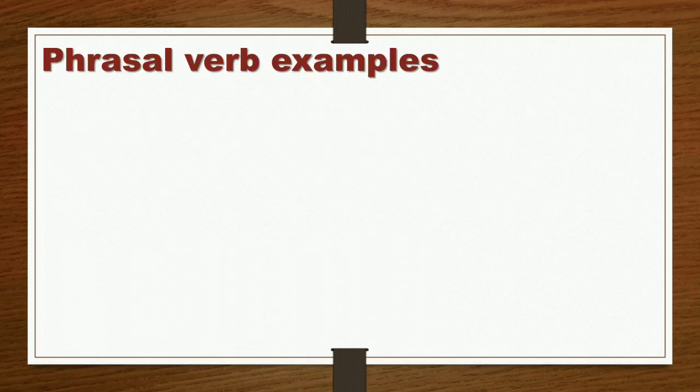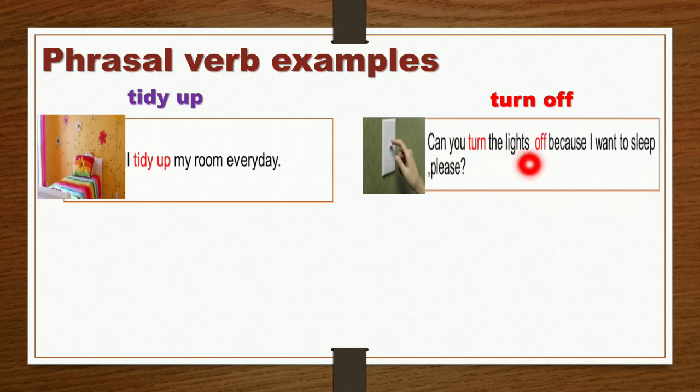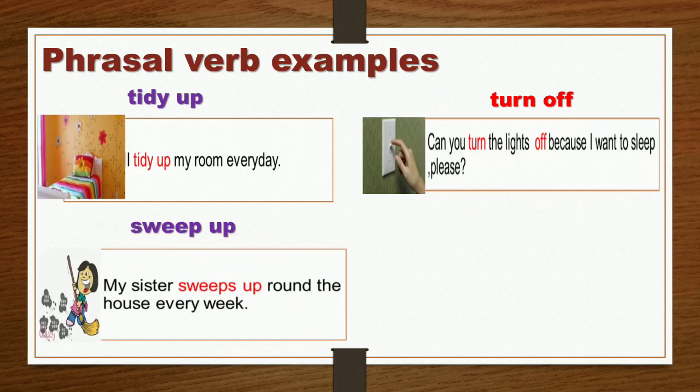Let's look at some phrasal verb examples. Tidy up. Let's look at this picture. I tidy up my room every day. Turn off. Can you turn the lights off because I want to sleep, please? Other example: sweep up. My sister sweeps up around the house every week.